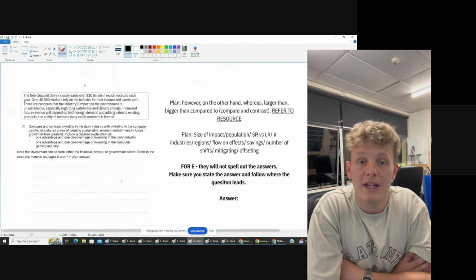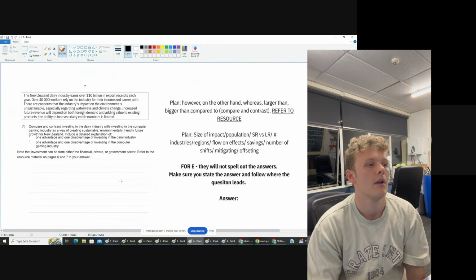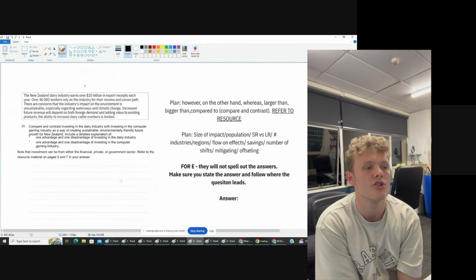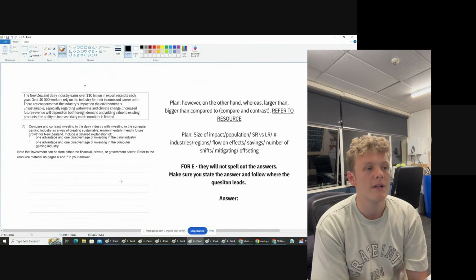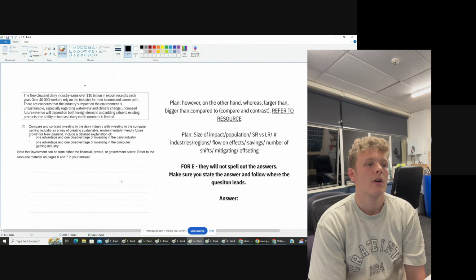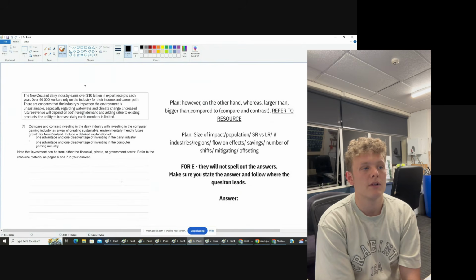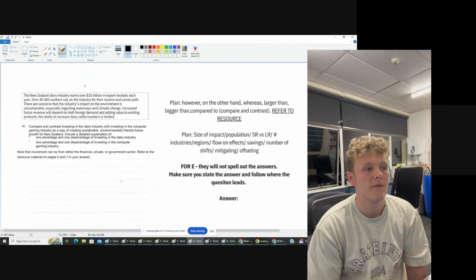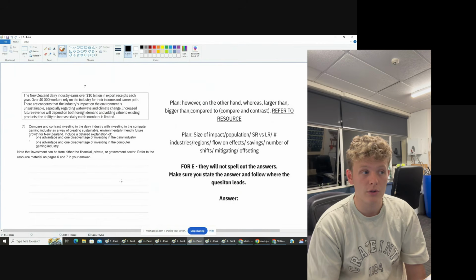Compare and contrast. When they ask that, they want you to say however, on the one hand, on the other hand, this versus that, bigger than, smaller than. Compare and contrast the investing in the dairy industry with investing in the computer gaming industry as a way of creating sustainable, environmentally friendly future growth. One advantage and one disadvantage on investing in the dairy industry. One advantage, one disadvantage on investing in the computer gaming industry. Note that investment can be either financial, private or government sector, referred to the resource material in 6 and 7. What a long-winded question.